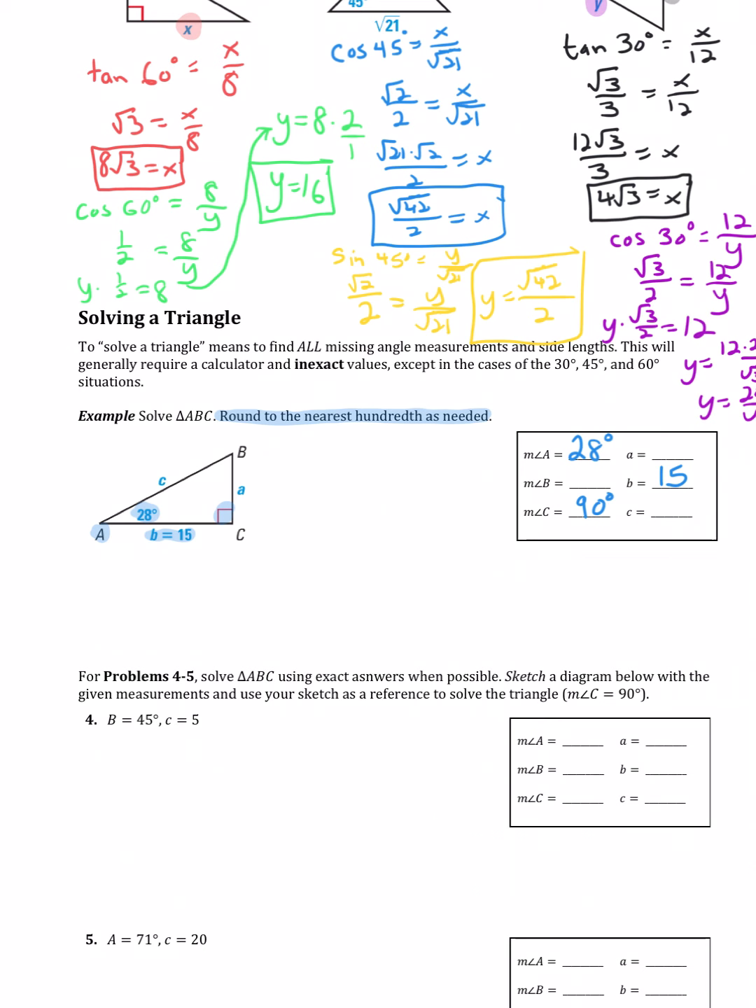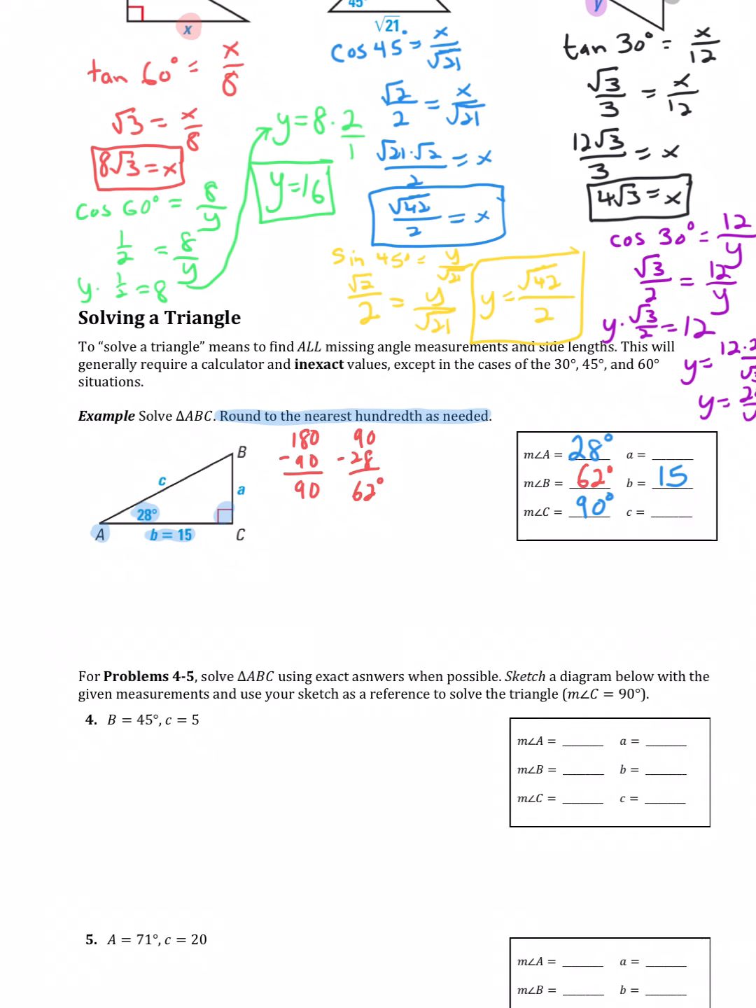Now, if I'm looking at this triangle and I have 2 angles, I know a triangle adds up to 180 degrees. So if I said 180 minus 90, I'd get 90. And then if I did 90 minus 28, I'm going to find the third angle, angle B. And that happens to be 62 degrees. Okay, so that's how I can find the third angle right there.